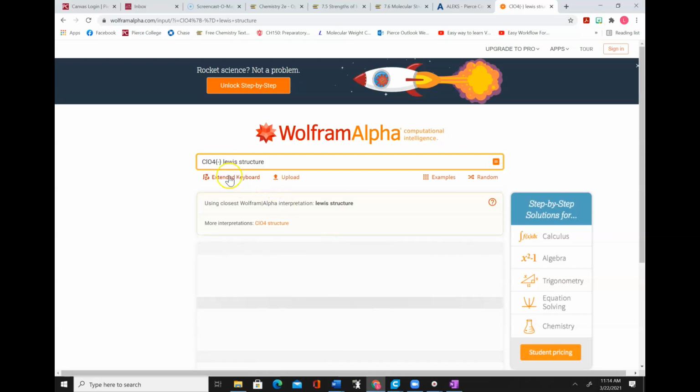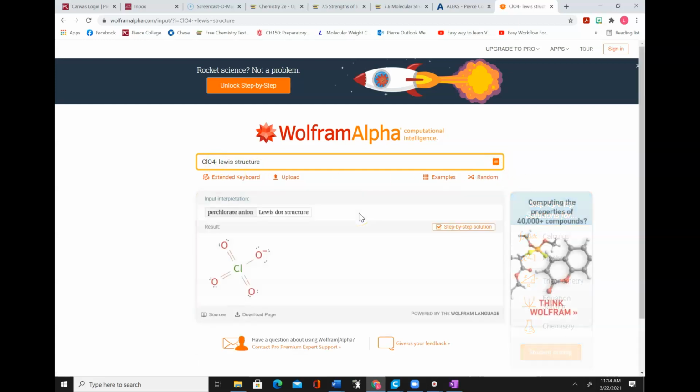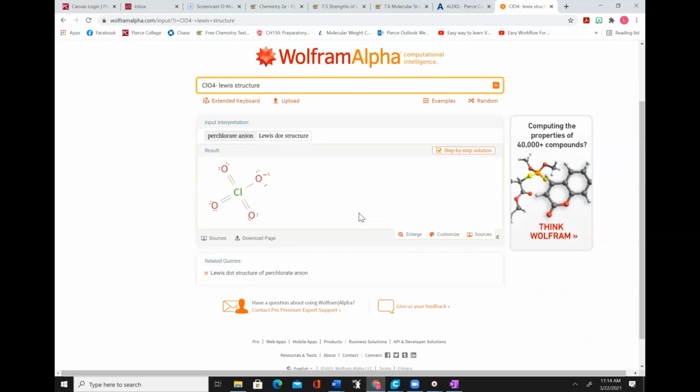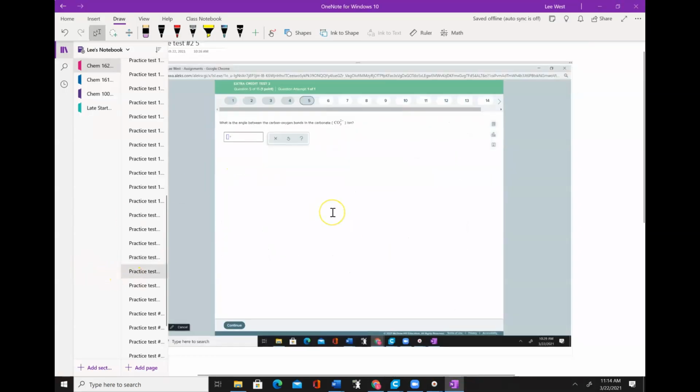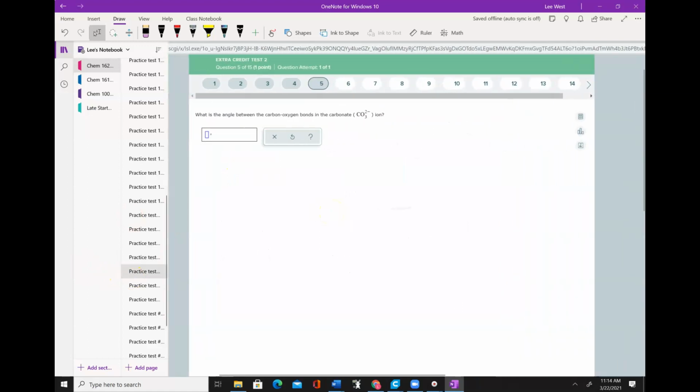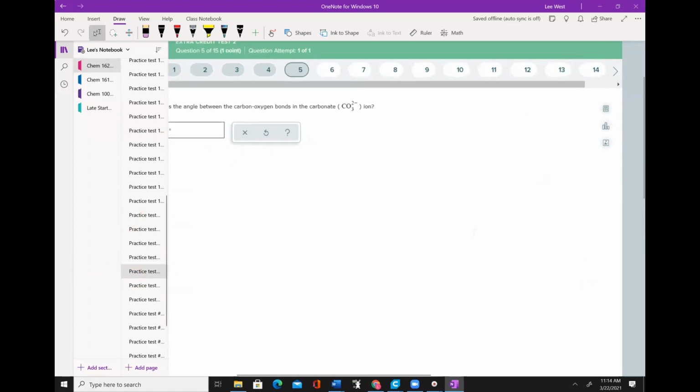Yeah, so you might need to know the name, you know. There you go. So it did okay with just the formula as well. So Wolfram Alpha can be a good double check. All right. And also if you need to speed up because you're going slow.